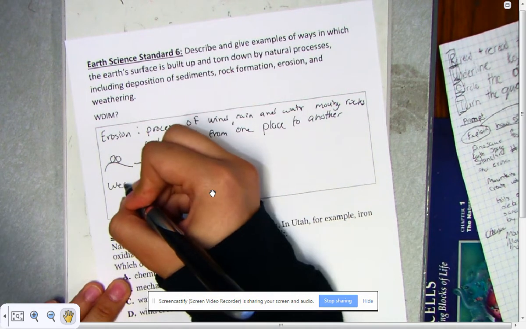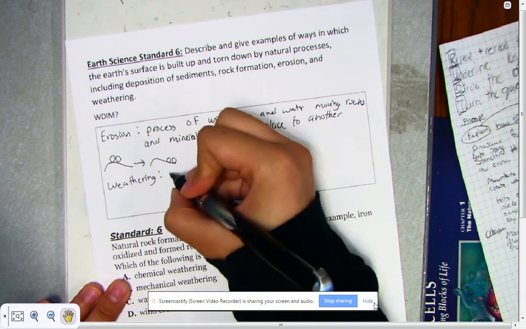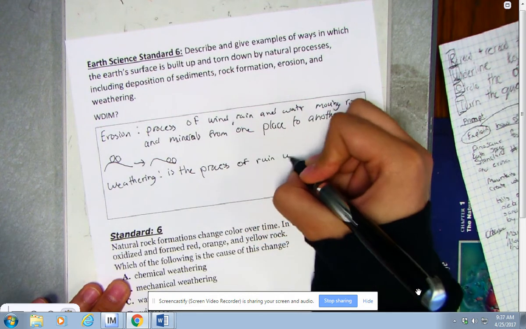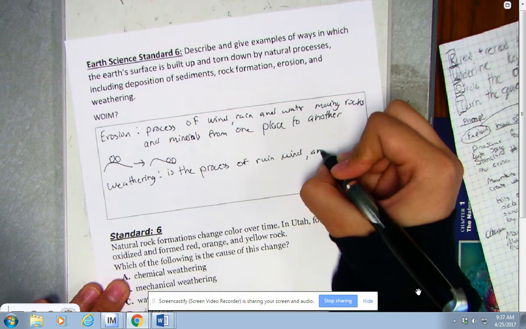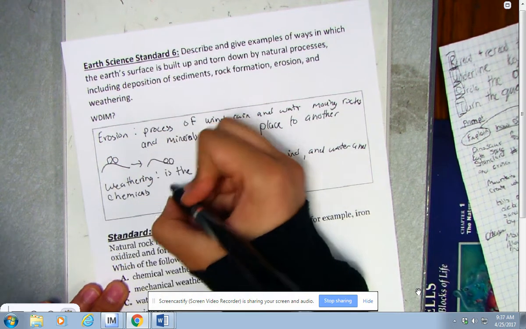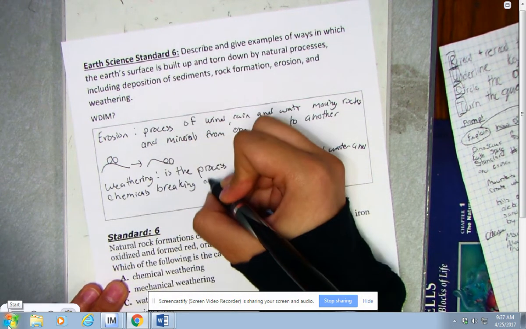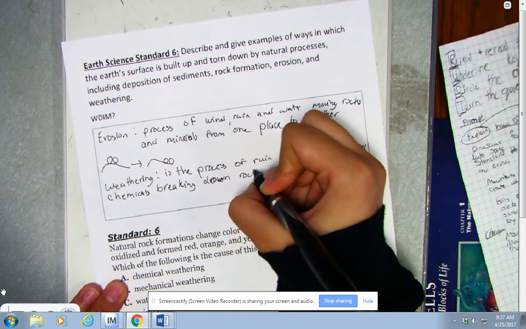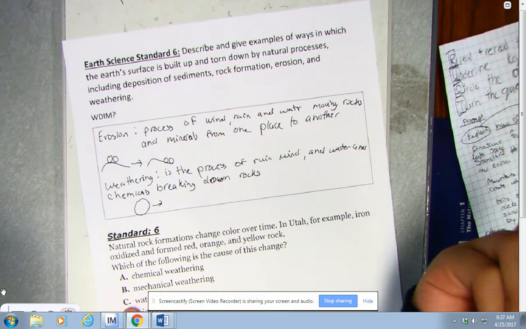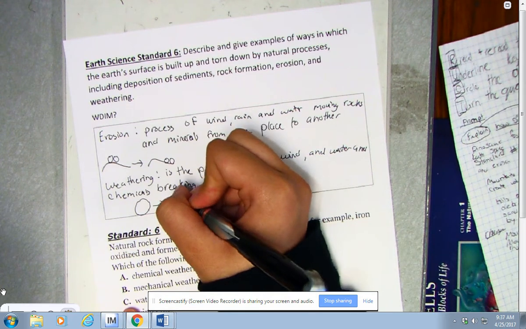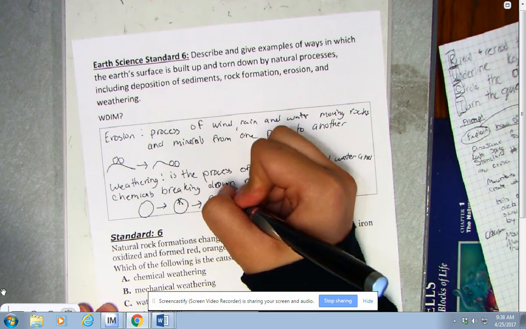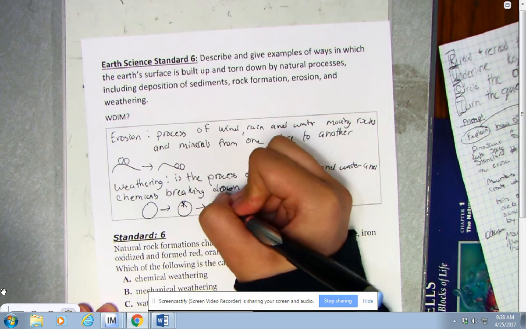And then weathering is the process of rain, wind, and water, and also chemicals, breaking down rocks. So an example of that would be when you have a rock and say rain or water gets into the rock and freezes, it'd crack. And then the chemicals would break the rock down. So it'd break down like that.